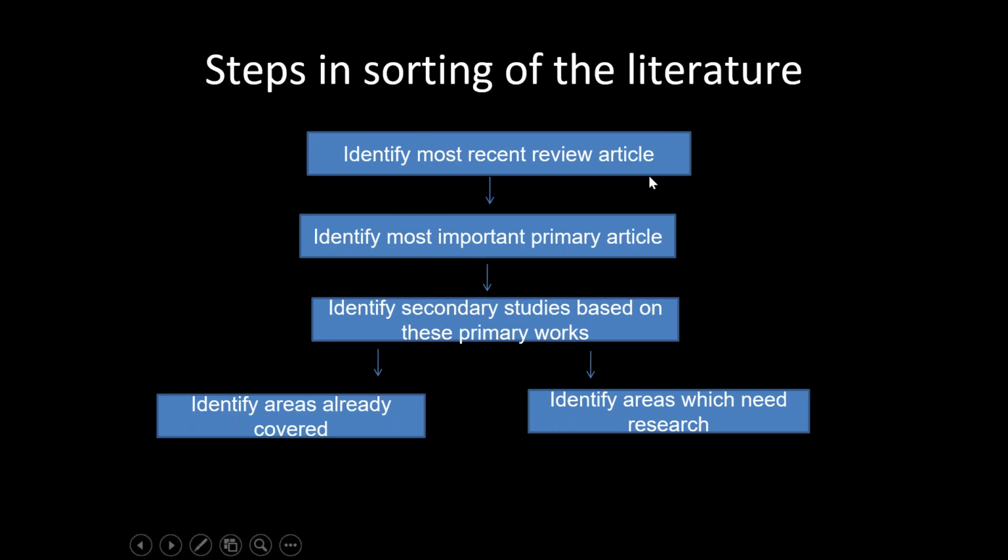So identify the most recent review article, and then identify the most important primary articles from the references in the review article, and then identify secondary studies from those primary works. So it's all connected. And then in some areas you will find that some work is already done, some more needs to be done, or some other bulb switches on in your mind, I want to do this, and there is no end. You can do your own pilot work, and you can be the pioneer.